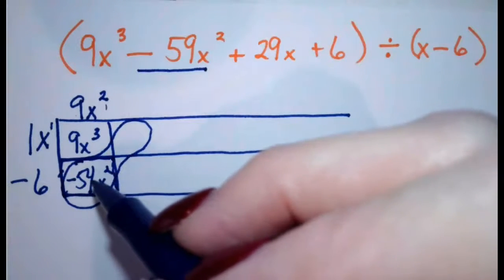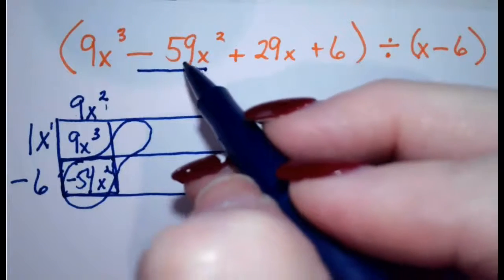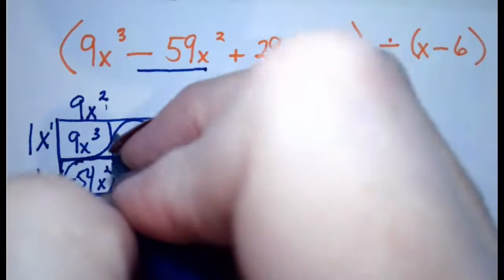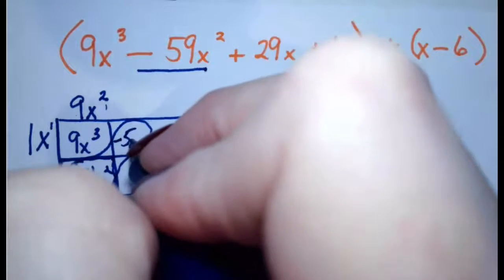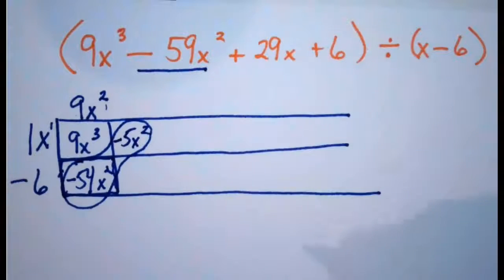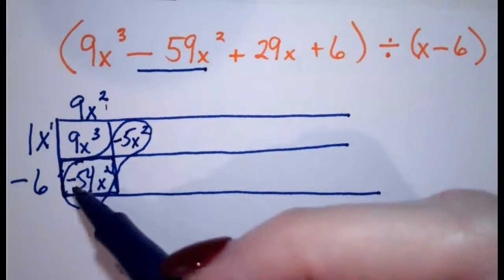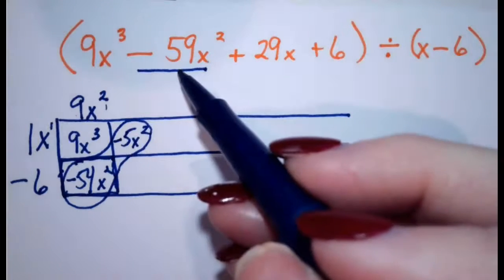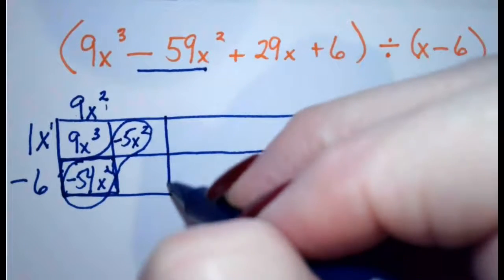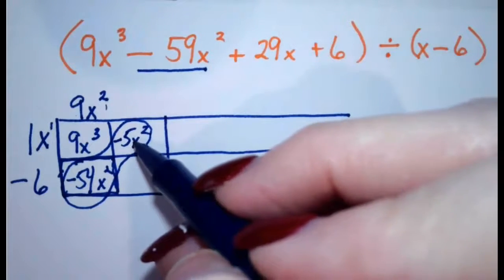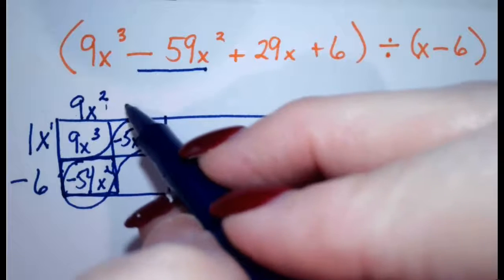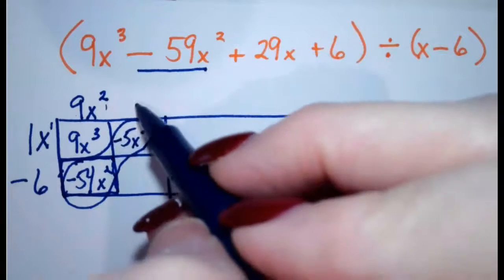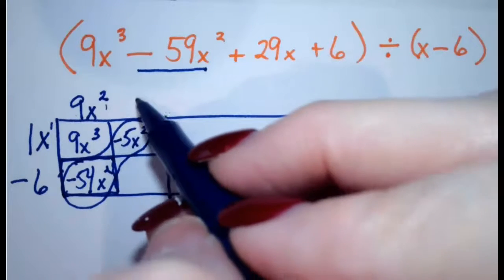I have negative 54 and I need negative 59, so I need 5 more negatives, don't I? I need 5 more negatives. Now negative 54 plus negative 5 is negative 59. Now if I have that value right there, I can figure out, remember we're going backwards, I can figure out what this is right here.